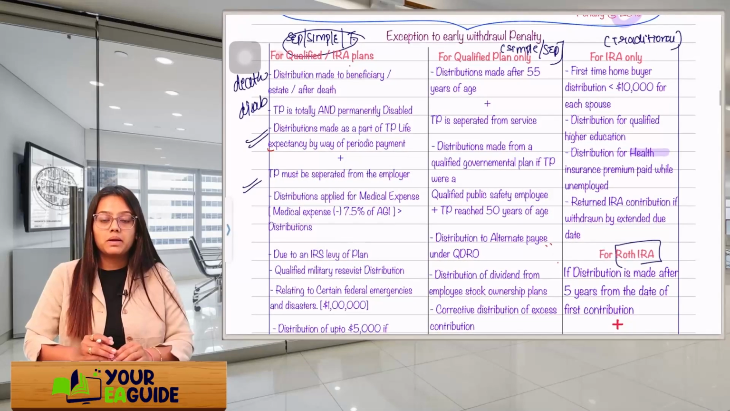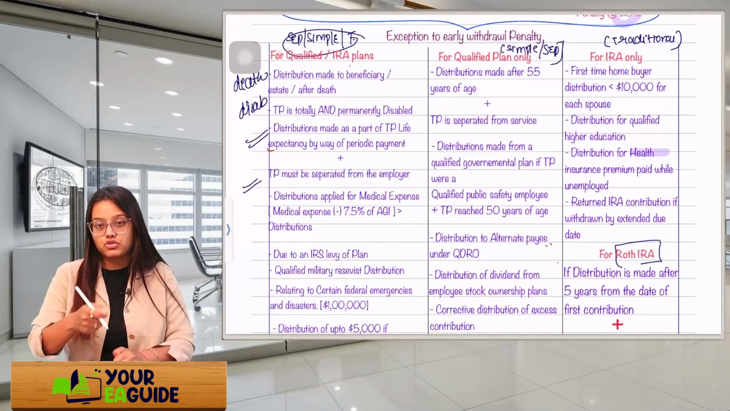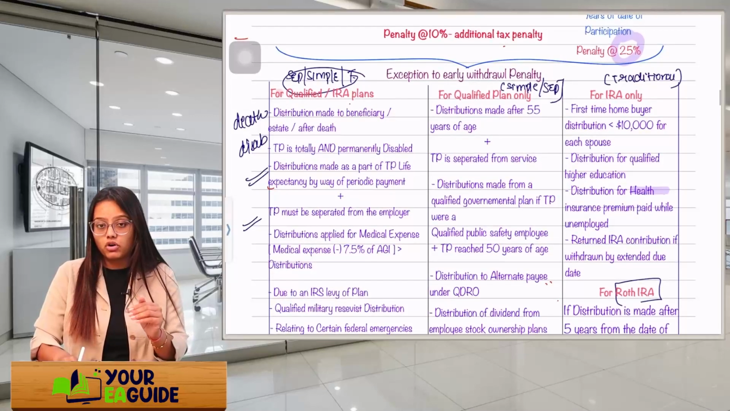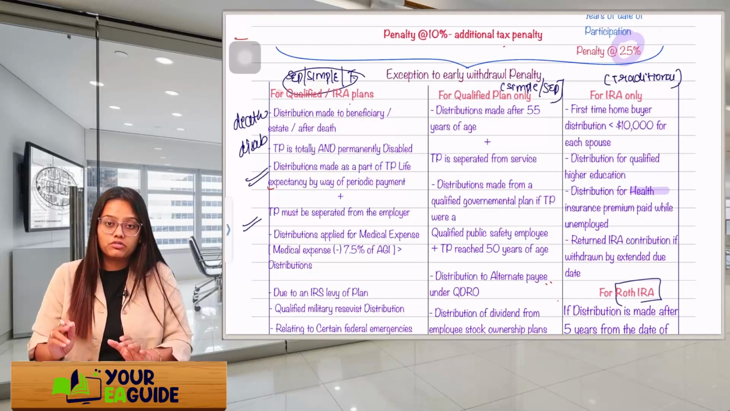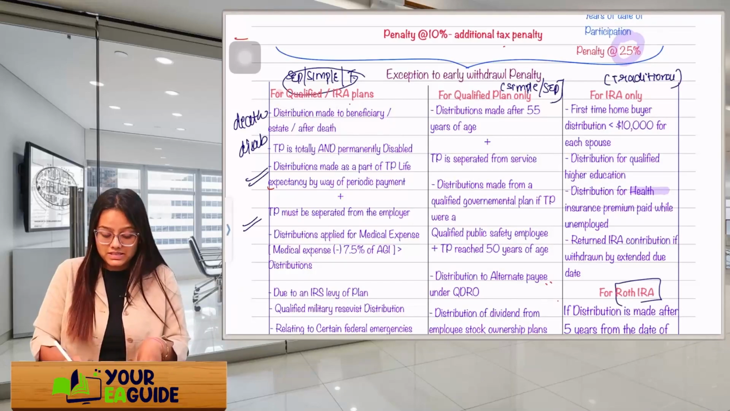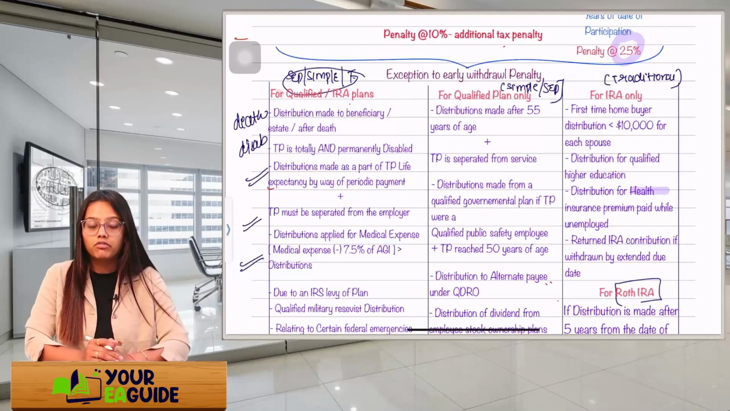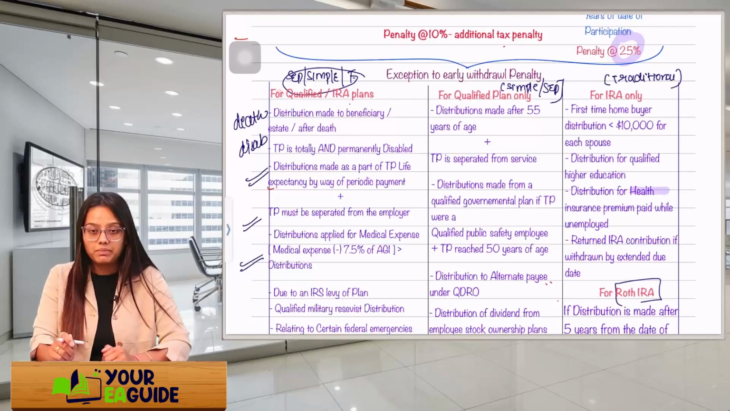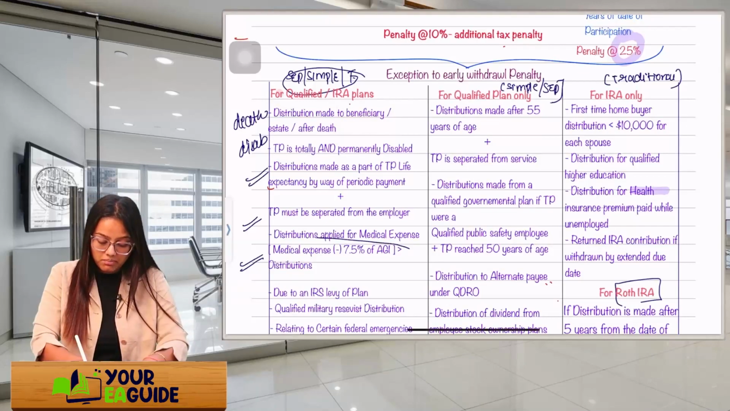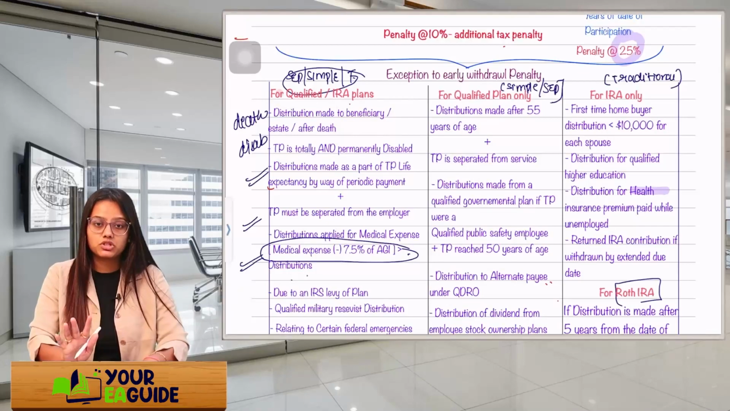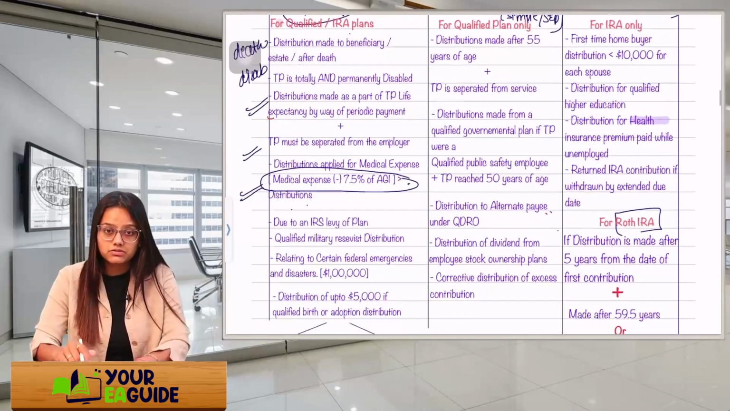Next one is distribution applied for medical expense. If you are using this withdrawal amount for medical expense, the withdrawal amount should not be more than your medical expense minus 7.5% of AGI. Whatever your actual medical expense is, this is exactly the limit of itemized deduction, which we will see in the upcoming chapter on deductions. So medical expense minus 7.5% of AGI: you can take a distribution from the IRA only up to this much amount, not more than that. This is what you can remember.